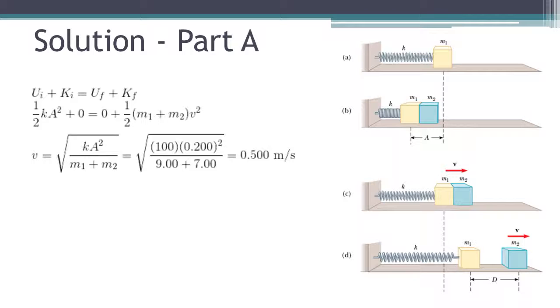So solving this equation, we have v equals the square root of k a squared over (m1 plus m2), and this gives us 0.5 meters per second for the speed.